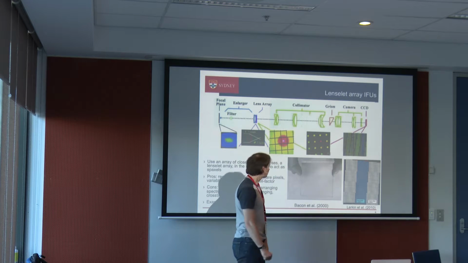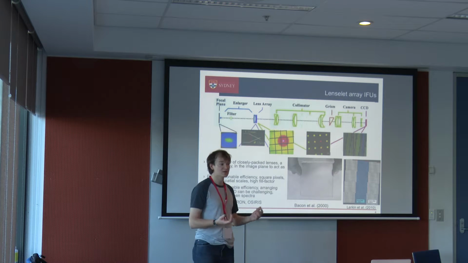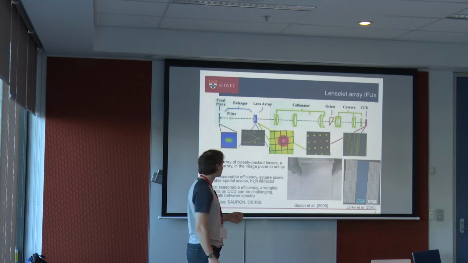With lenslets, you can also not have square pixels. You can have hexagonal pixels, rectangular pixels. You can basically design your lenslet any way you want. So it's very flexible there.